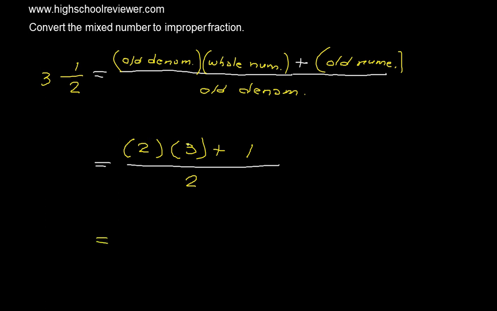This will be 2 multiplied by 3, that is 6, plus 1, and divide this by 2. And this will be equal to 6 plus 1 is 7, all over 2. Now, since the numerator is bigger than the denominator, this is now our final answer.